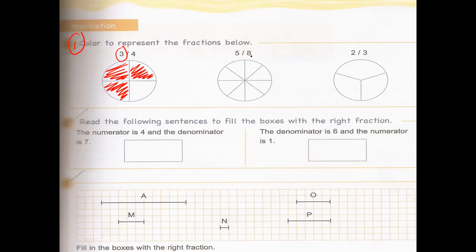Now 5 out of 8. The total number is 8. We will color how much? 5 out of 8. 1, 2, 3, 4, and 5. 2 out of 3. So we will color 2 with 3 being the total number. 1, 2. We color 2 out of 3.